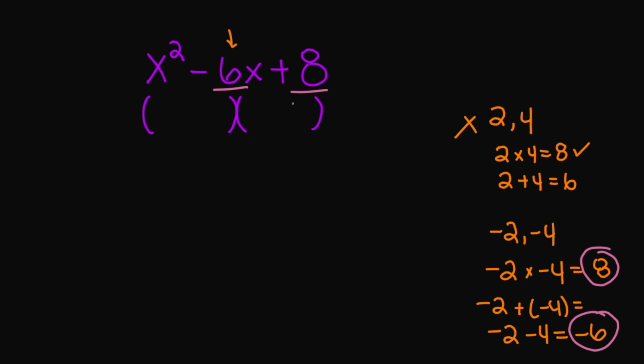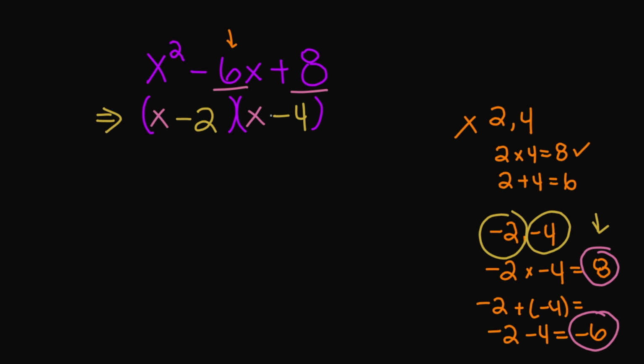Now we're going to go ahead and factor. So I have my x's right here. That means I'm going to have x minus 2 here and then x minus 4 here. So your answer is going to be x minus 2 times x minus 4.